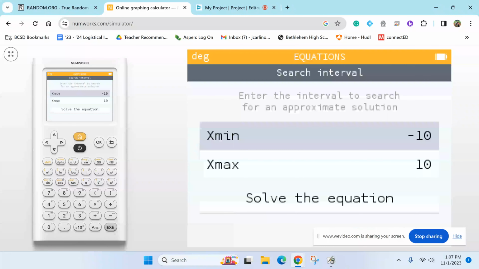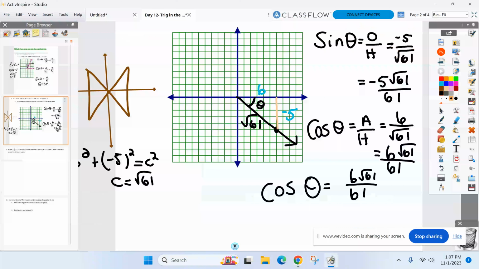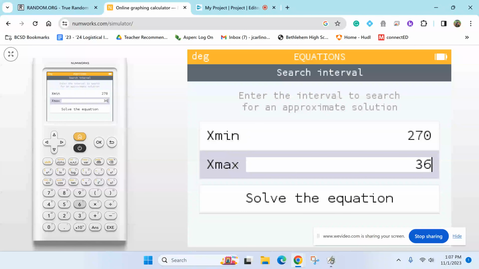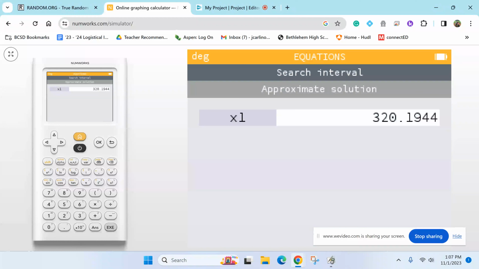Okay, now we're here. All right, Harper just mentioned, hey, I just plugged in 0 to 90 and I didn't get an answer. Well, that's the problem though, because where am I now? I'm in the fourth quadrant now, right? So I don't want to go 0 to 90. Where do I want to go? 270 to 360. And there we go. Okay, we get about, nearest degree, 320.